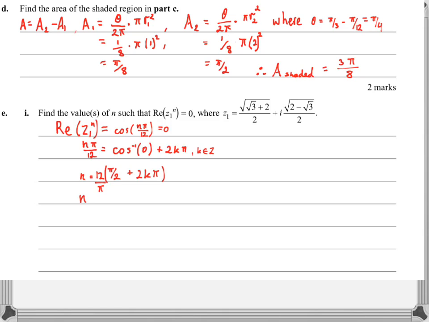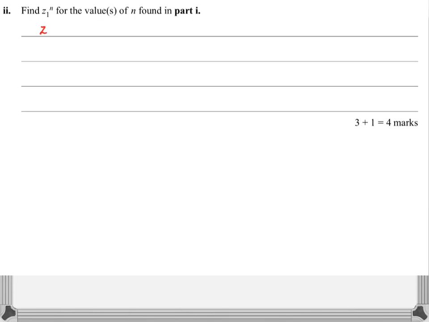Solving for n, and when we simplify, we get 6 plus 12k, just by expanding the brackets there. And just state again what k is at the end: k is an element of the integers. So this is your general solution for n. That's what we're after.